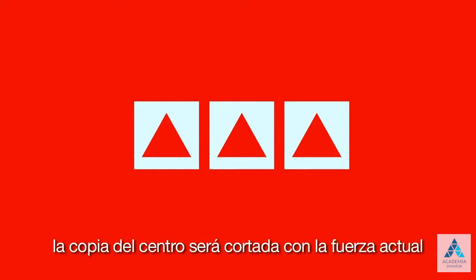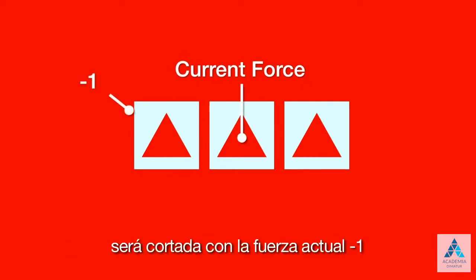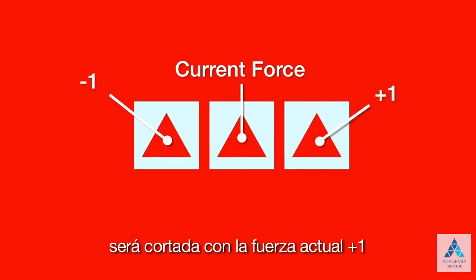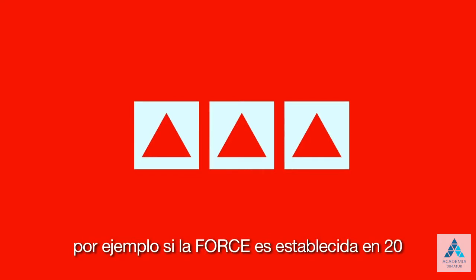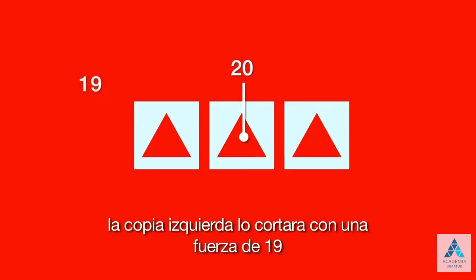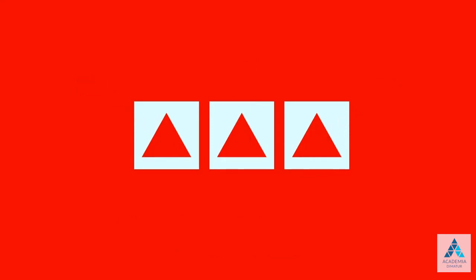The middle pattern is cut at the current force. The pattern to the left is cut with the current force minus 1. And the pattern to the right is cut at the current force plus 1. For example, if the force is set to 20, the middle pattern will be cut at force level of 20. The pattern to the left will be cut at the force level of 19, and the pattern to the right will be cut at the force level of 21.